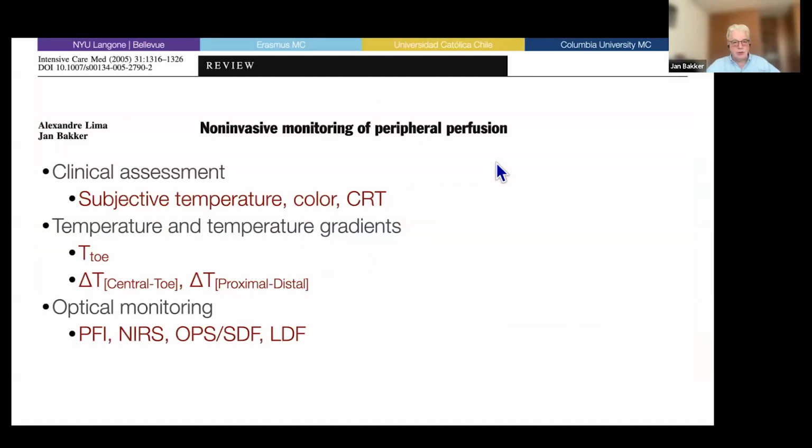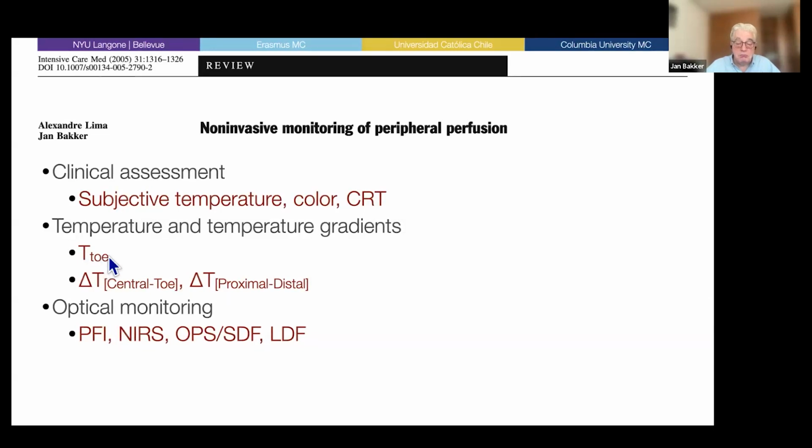Now, there are many ways to assess and monitor, because if you want to monitor, you have to do repeated measurements. And of course, capillary refill time, which has gained much more interest since we did the Andromeda 1 study. But there are many. It's also subjective temperature. It's color. You can use more non-biased elements and parameters like the temperature of the toe.